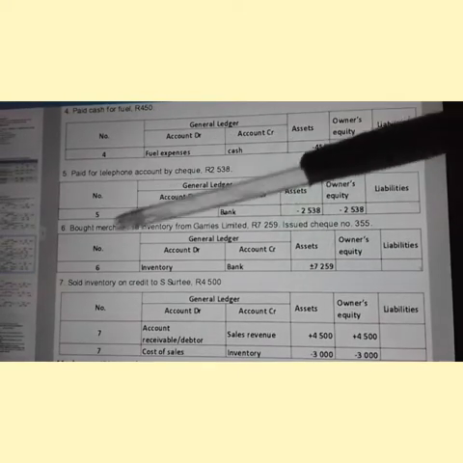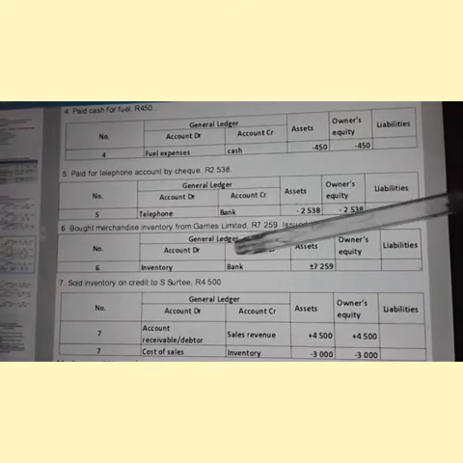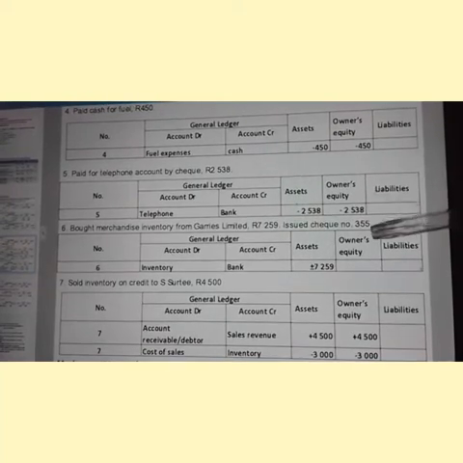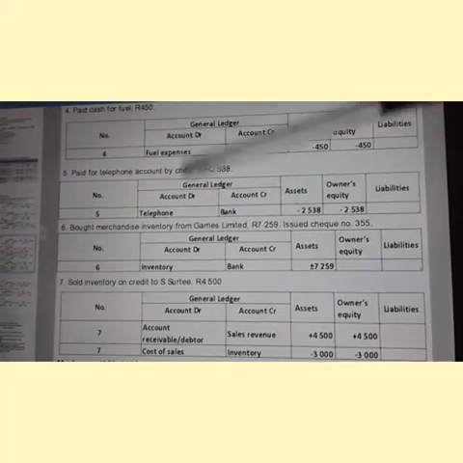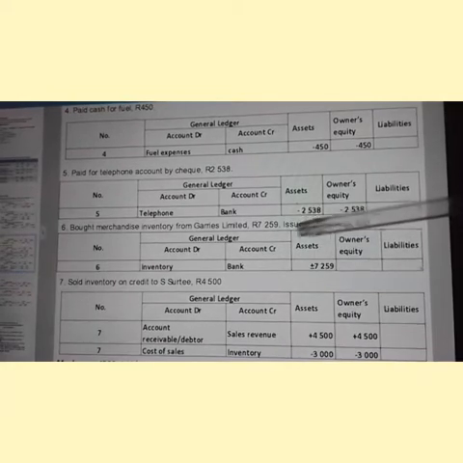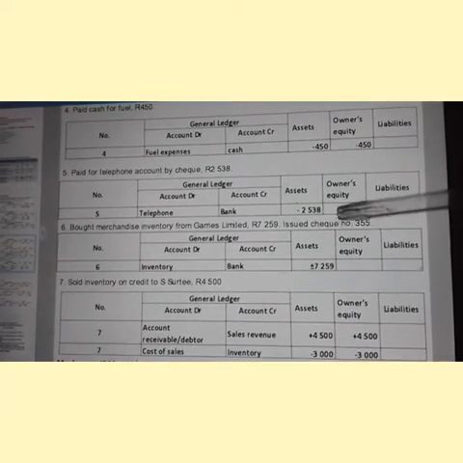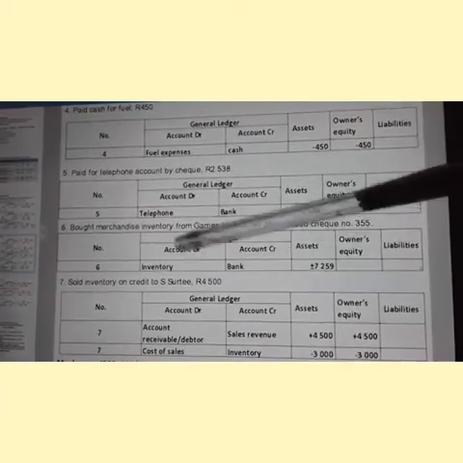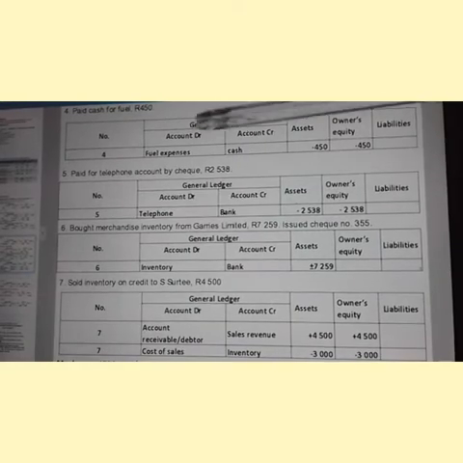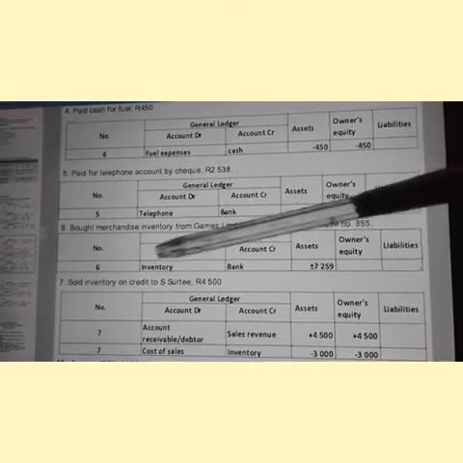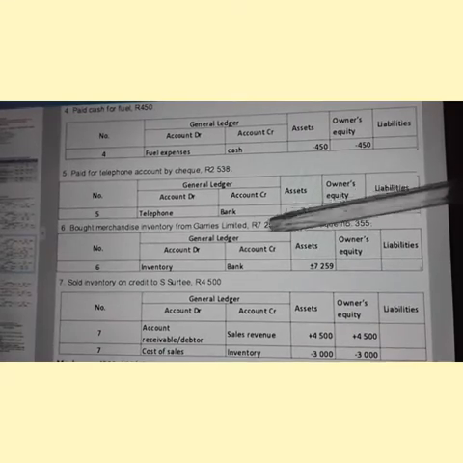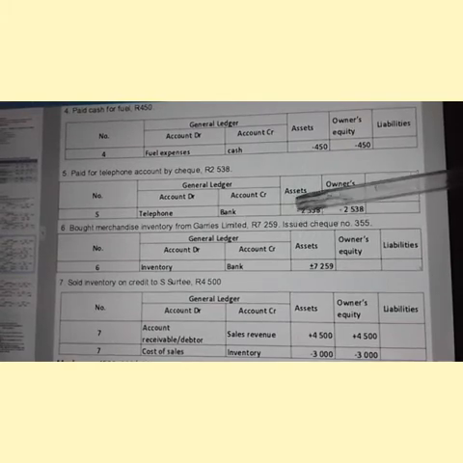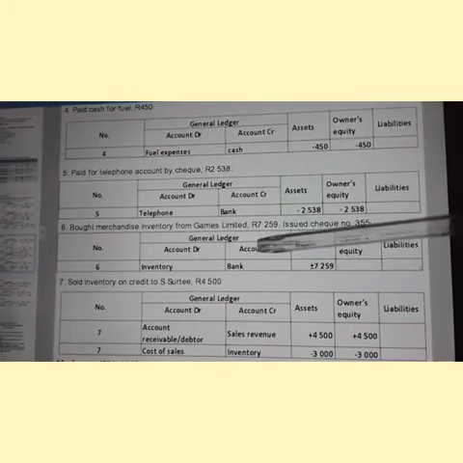They say bought a mechanized inventory from Gary's Limited, 7,259 rand, issued a check number 355. So first of all, we need to identify the accounts. We have inventory and we have bank, because we bought it and we paid with check. So it's obvious this money was from the bank. So we debit the inventory account because we have an increase in our inventory account. We bought, so inventory came in. And we have a decrease in our bank account. When we paid this check, we paid this amount of money through the bank account, so we lost money. So we credit the bank account.